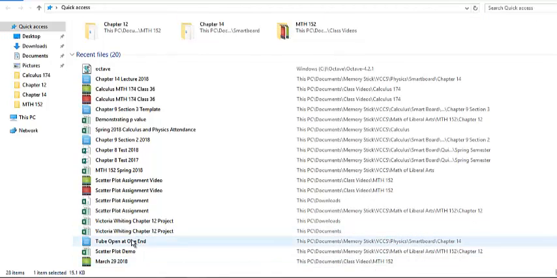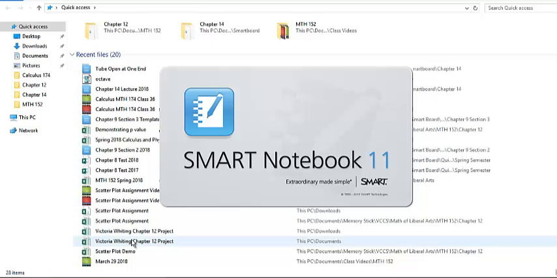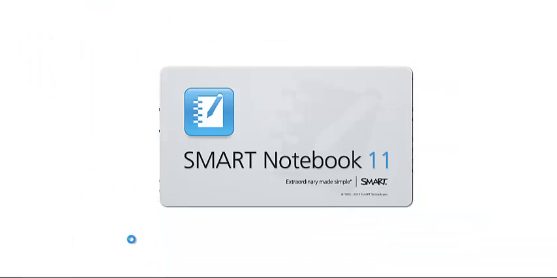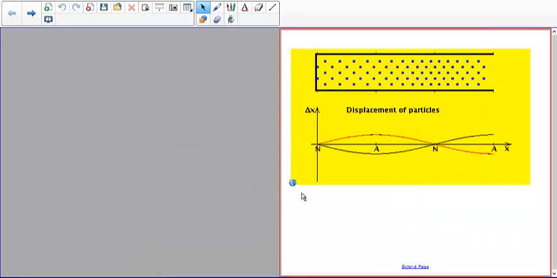Tube open at one end. There we go. And this just gives me a link. So it goes to show you, sometimes when reality doesn't agree with theory, it's most likely you just have the theory wrong. I mean, reality is reality, right? So you can't change reality.